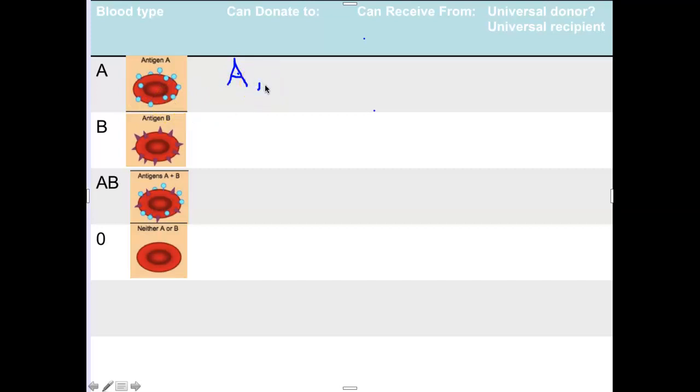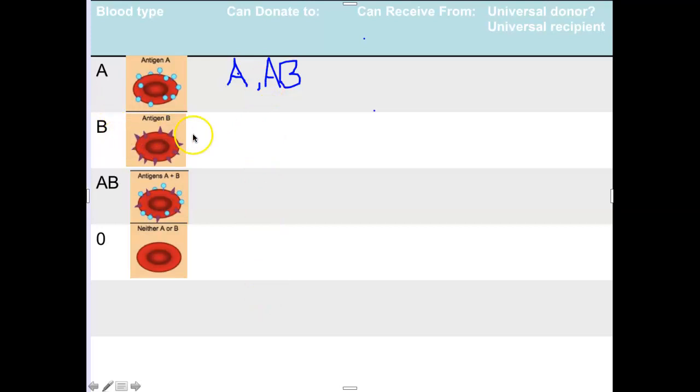Yes, you can actually give it to type AB. Okay, because if you donate to a person who is type AB, the person with AB blood has A, and the immune system recognizes that as self. So it's not going to be foreign to that person's immune system, all right? So let's go down the line, okay?